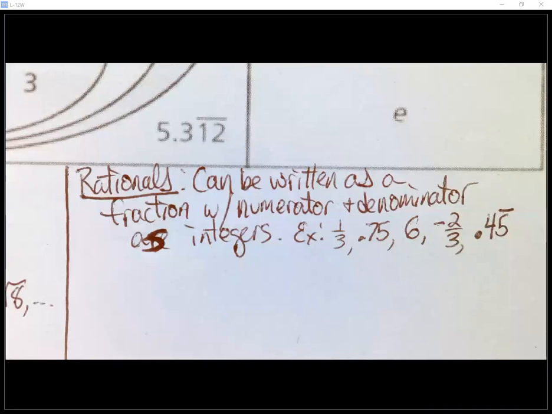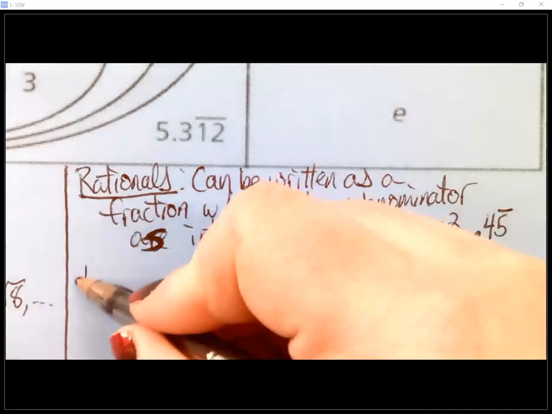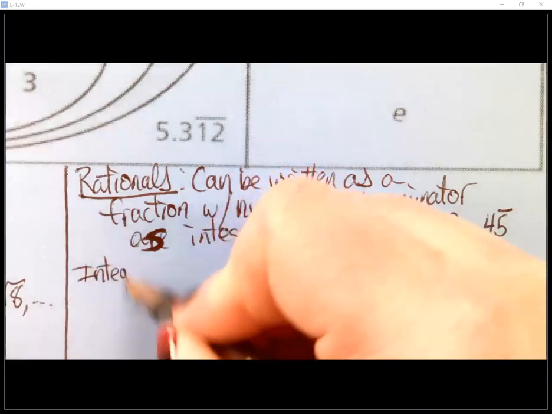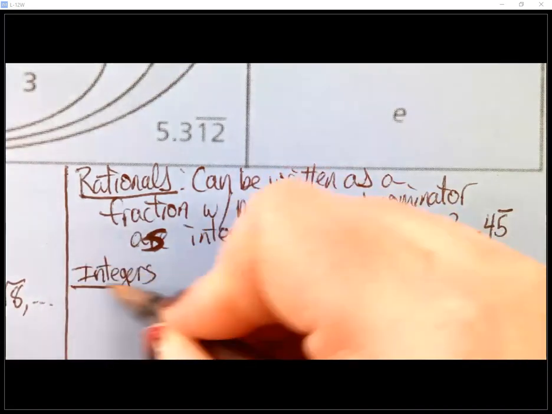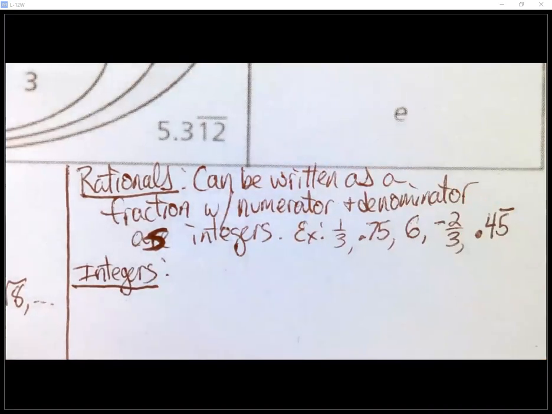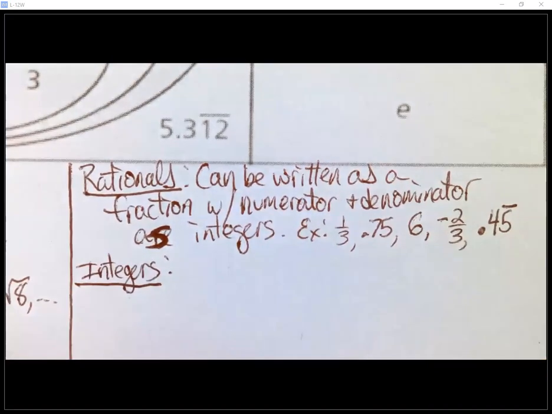Okay, then what are the integers? Easy. You're going to hear this word all the time, and a lot of kids don't know what it is. Do any of you know? Can anybody tell me right now before I tell you? That's exactly it. Positive and negative whole numbers. That's all it is. I don't have any decimals or fractions. I just have whole numbers and their negatives.